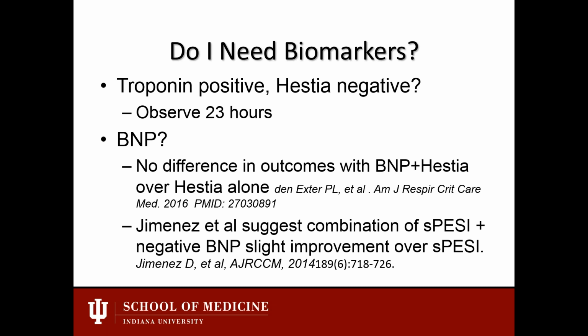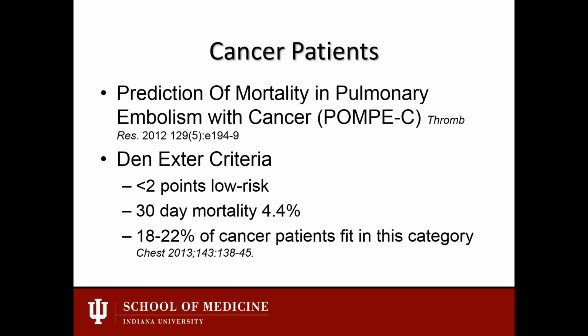Get asked about biomarkers a lot. Here's what I do if the patient is Hestia negative and has a borderline troponin: I put them in the observation unit for 23 hours and all of them go home and all of them are fine. There's no reason to add BNP. In fact, there was a randomized trial that gave about 400 patients just the Hestia criteria or the Hestia plus BNP, and there was no significant difference in or benefit to adding the BNP to the Hestia. Jimenez et al. have found a little bit of benefit to adding BNP to PESI, however, but that's not PESI plus clinician judgment.